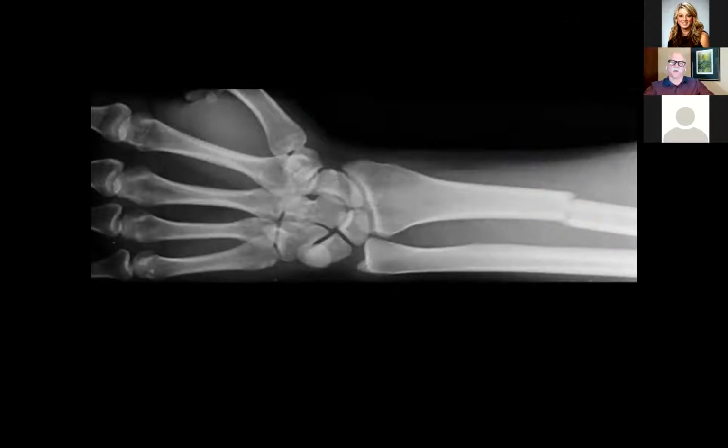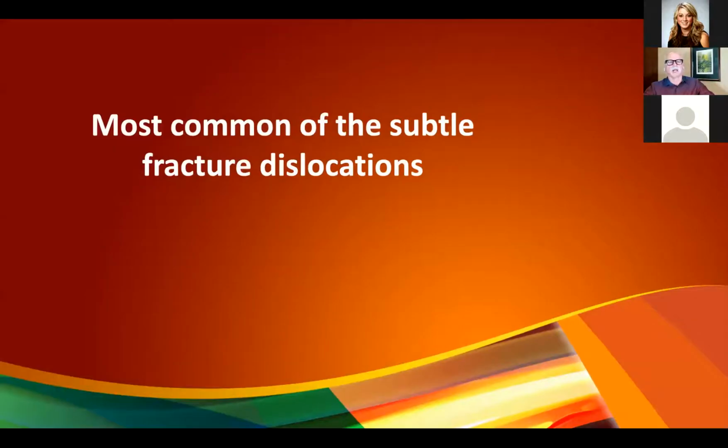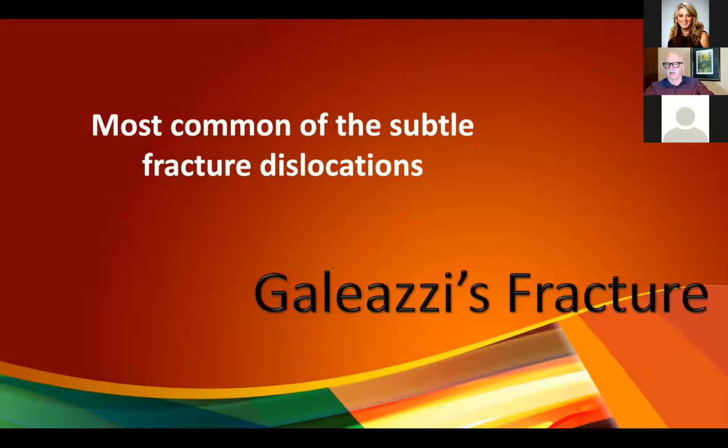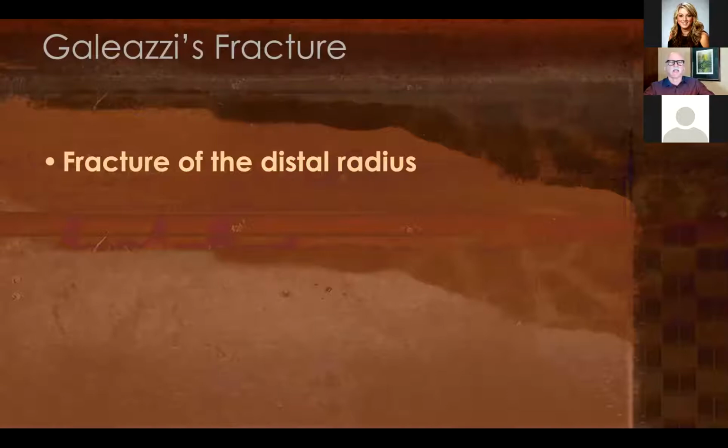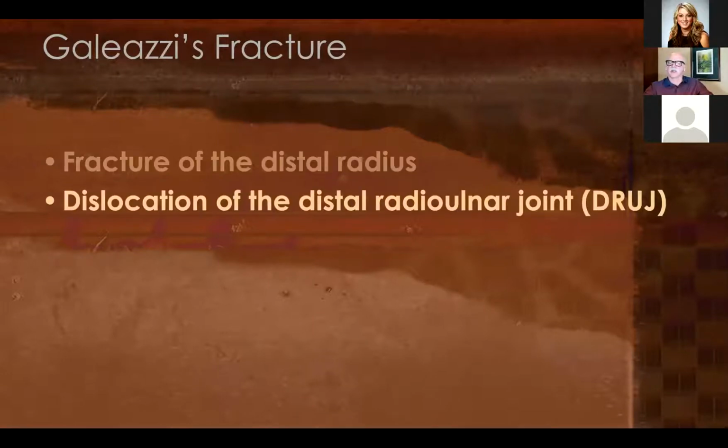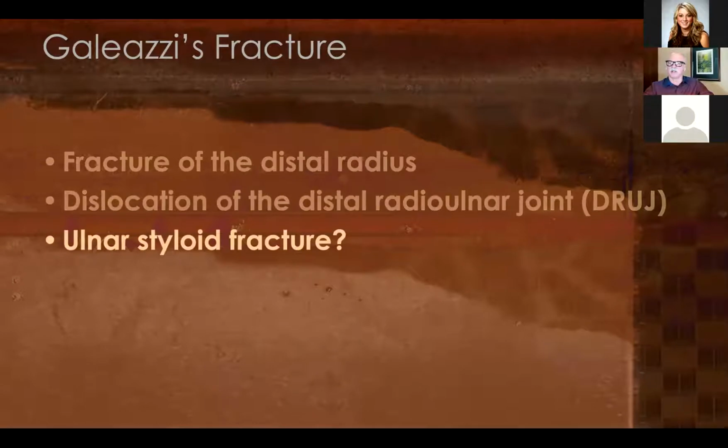And we know from the rule of the ring that there must be a part 2. It's got to be in the ulna. So where is it? The most common of the subtle fractures is Galeazzi. And this is a fracture of the distal radius and a dislocation of the distal radioulnar joint, or the DRUJ. They can occasionally fracture the styloid, not essential.